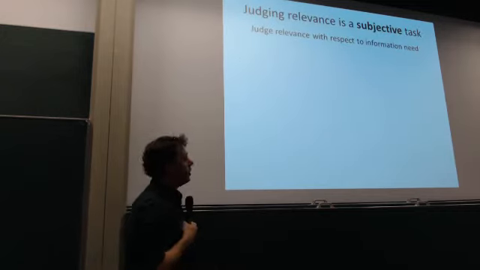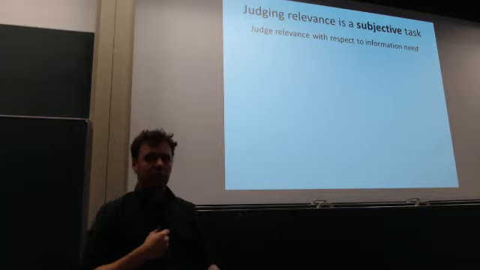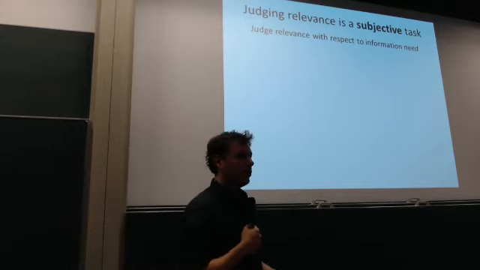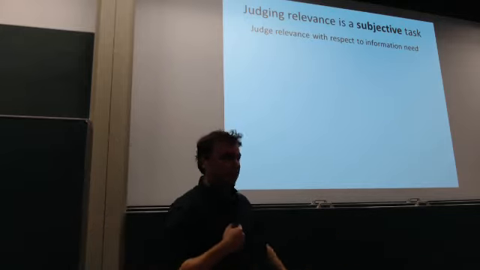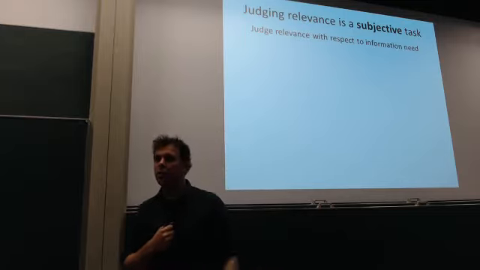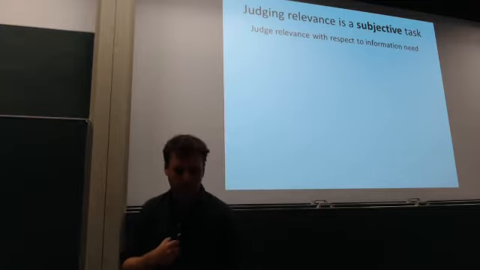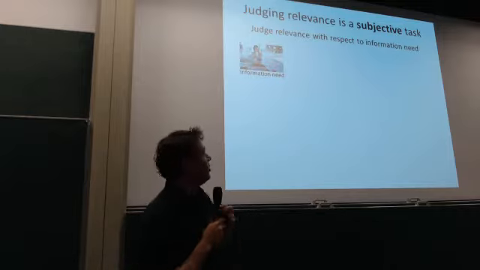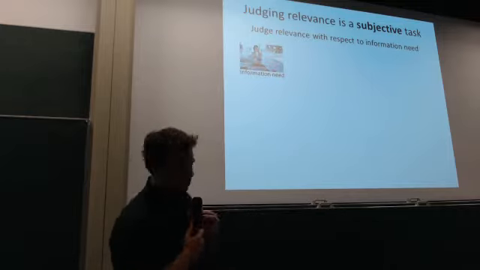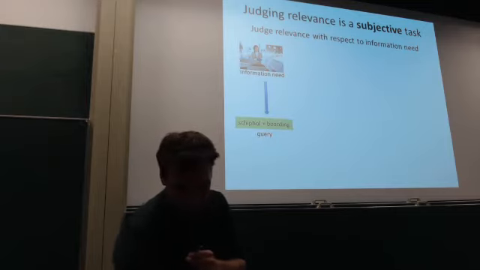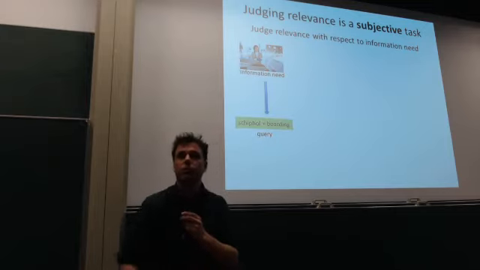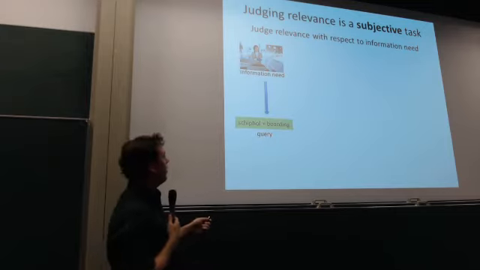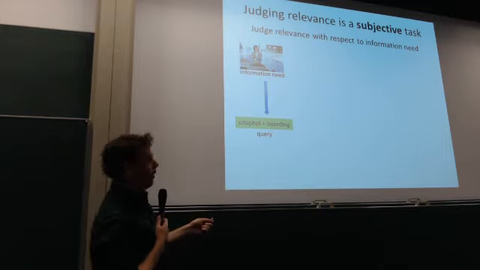Okay, so like I said, this is important. It's a subjective task, so there's no way of determining whether a web search engine is, let's say, mathematically correct, because we want to know if it gives the right answers, but the right answer might be different for all kinds of people. So we have an information need. This is a person. She wants to know something. And then we get a query. For example, this person enters the query Schiphol and boarding.